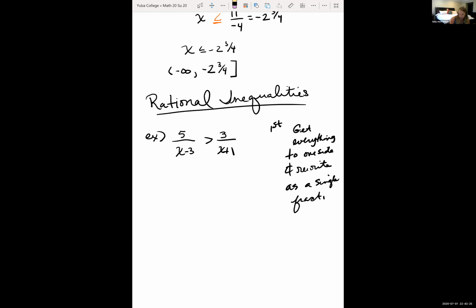Okay, so I noticed by doing that I'm going to need a common denominator. When I bring over, I'm going to subtract 3 over x plus 1 on both sides. But while I'm doing that, I'm going to rewrite this with common denominators. My common denominator is just x minus 3 times x plus 1. So for the piece on the left of my inequality, I'm going to have to multiply this by a fancy 1, x plus 1 all over x plus 1.